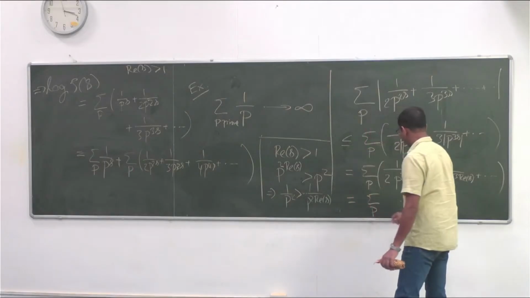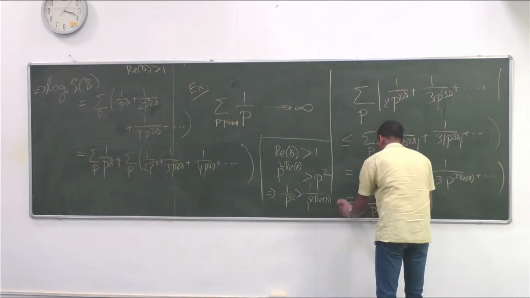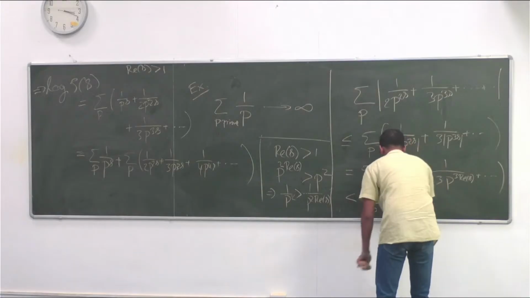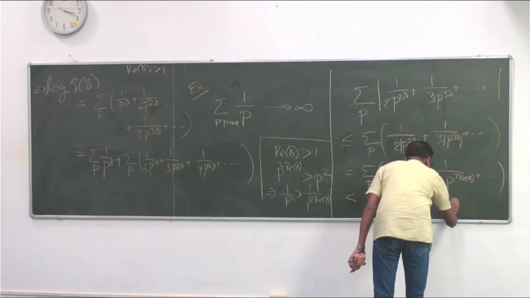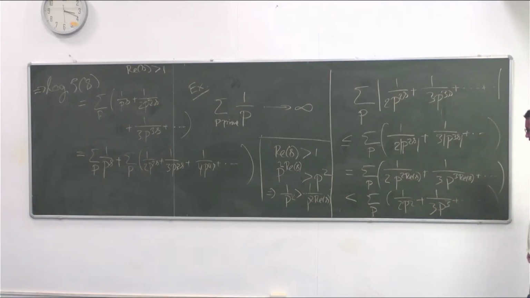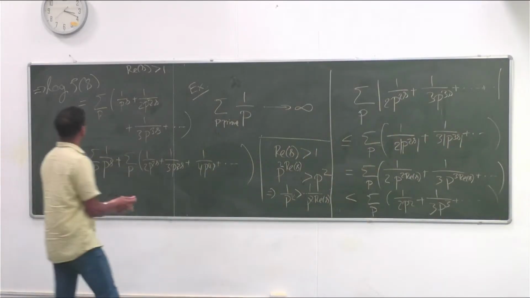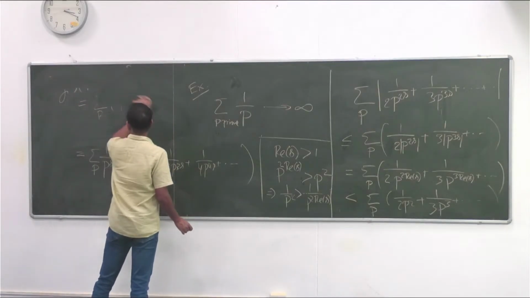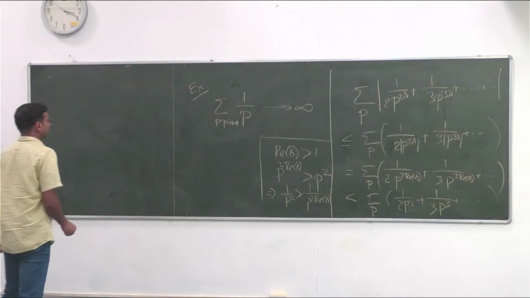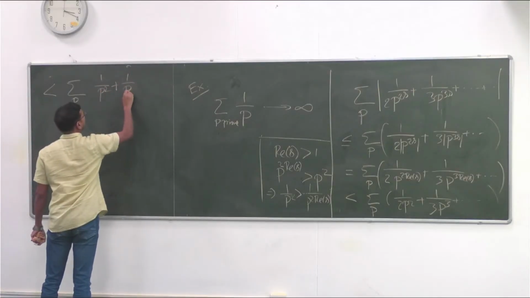Okay, summation over p, and this is strictly less than 1 by 2 p squared plus 1 by 3 p cubed plus etc., which is less than summation over p of 1 by p squared plus 1 by p cubed plus dot dot dot.